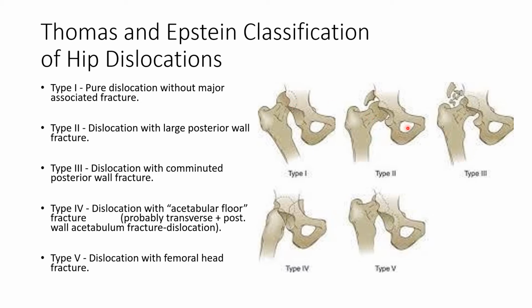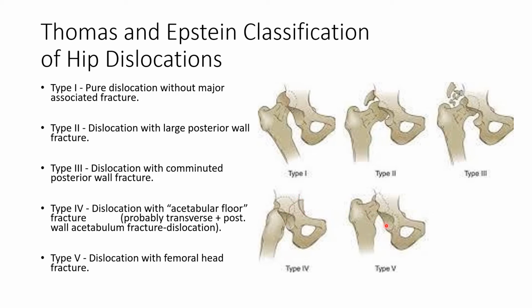In type 2 dislocation, the dislocation is associated with a big chunk of the posterior wall of the acetabulum. This is the fractured fragment. In type 3 dislocation, the dislocation is associated with a comminuted fracture of the roof of the acetabulum or the posterior wall of the acetabulum. You can see there are more than 2 to 3 parts, which is known as comminution of the fracture fragments. In type 4 dislocation, we have dislocation with fracture of the acetabular floor. This is the acetabular floor, and it is fractured along with the dislocation.